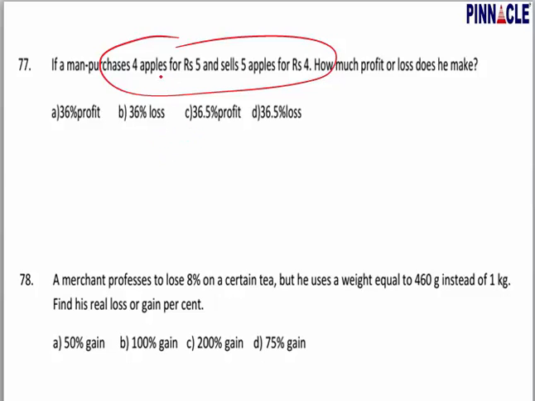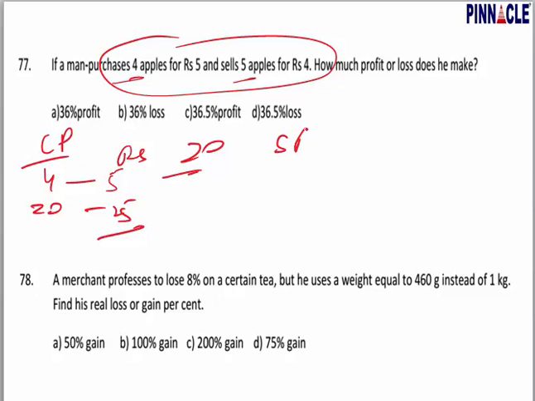So you take the LCM, that is of 4 and 5, 20. Take apple 20. Now 4 apples, rupees 5. 20 apples would be 25 rupees. Now this is towards CP and SP. 5 apples for 4 rupees, and 20 apples would be 16 rupees. 5 into 4, 16 rupees.